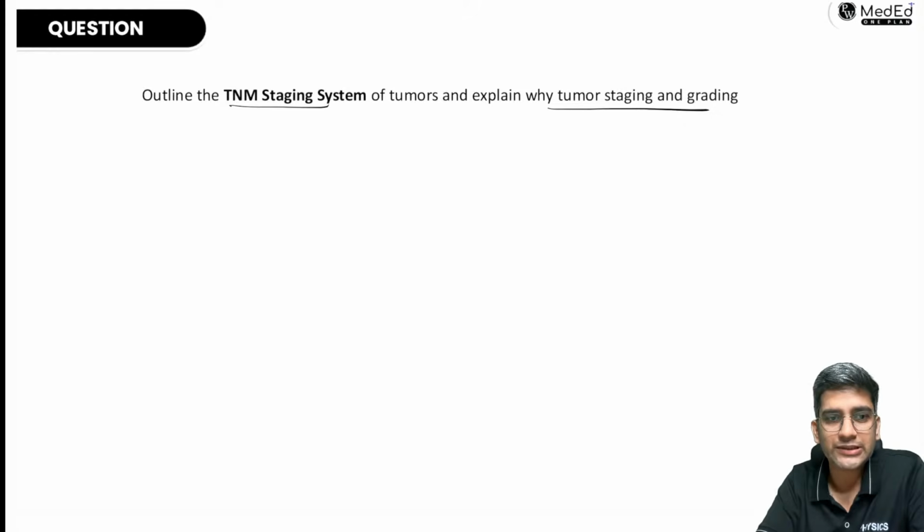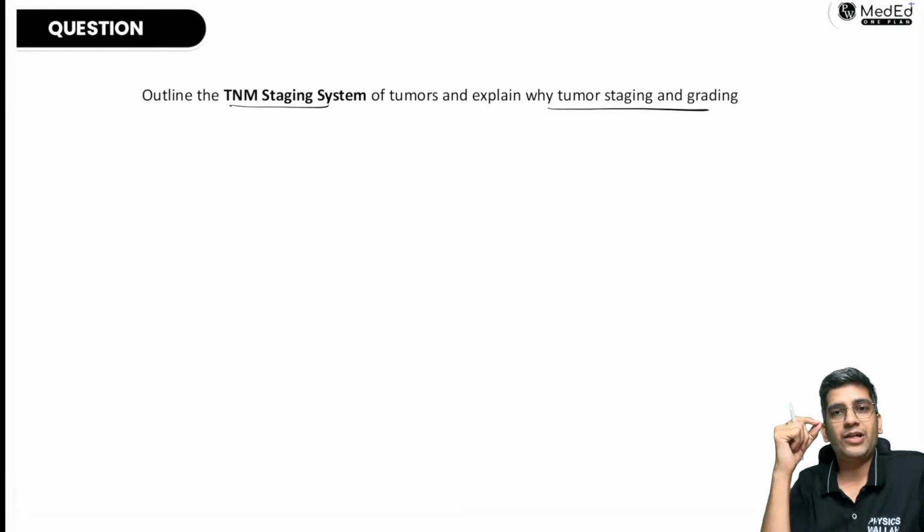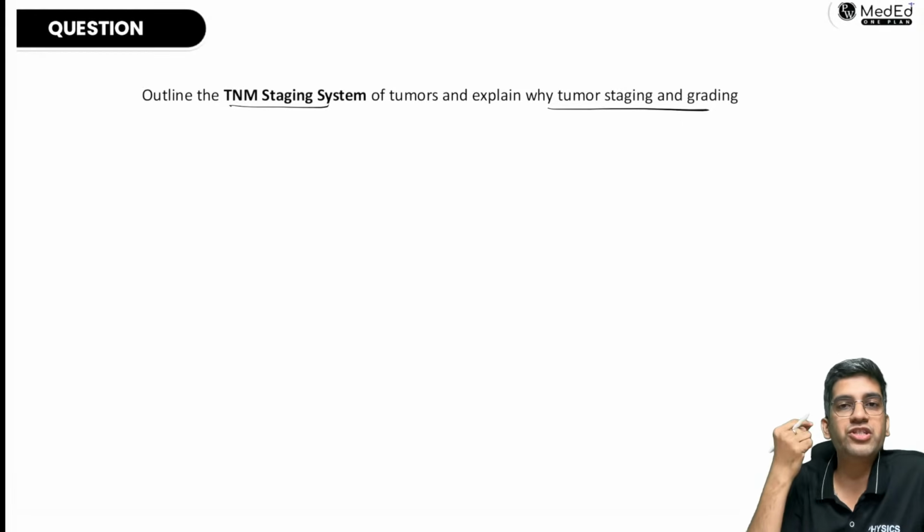T stands for the tumor size. N stands for the regional lymph node involvement. And M stands for the metastasis. That's what TNM stands for, right? That is staging. Grading is something where you look at the microscopy. So again, it's outlining one system. So I have to first write what is TNM and why TNM was first devised, right?